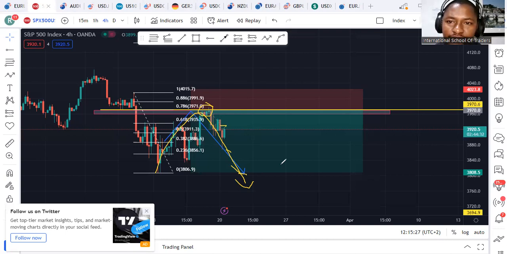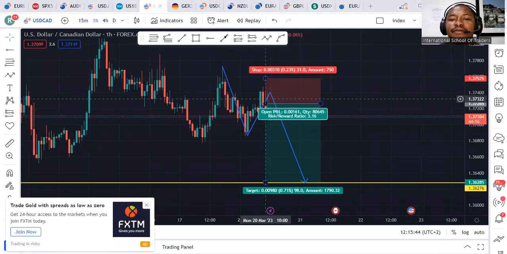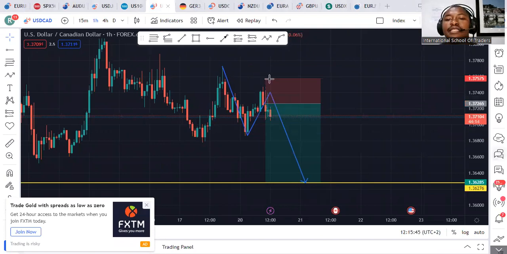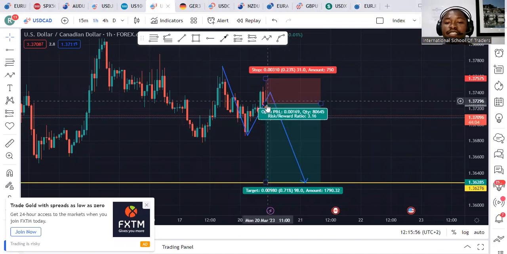I do have USD CAD in place. My USD CAD is here. So I've already posted this idea exactly when it was here. I posted on the Signals group to say that these are the levels that we're talking about. Yes, this is a very beautiful bearish market on a 1 hour time frame, and we're looking to take this trade exactly at this point, or much better here.